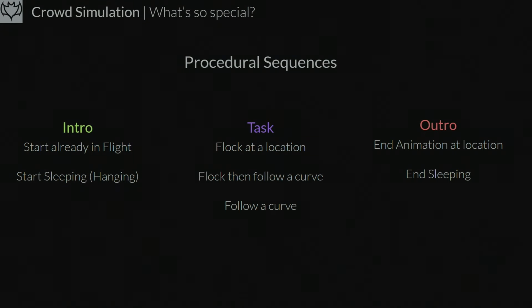So what is so special about my crowd simulation? Well, I wanted to achieve procedural sequencing. Essentially, what I mean by that is that I split my simulation to contain an intro, so how they enter the scene, a task, so what they do, and an outro, so how they leave the scene. If you remember at the beginning, I mentioned one of the challenges was that because the simulation can be viewed from any angle, it's important to think about how they enter and exit.